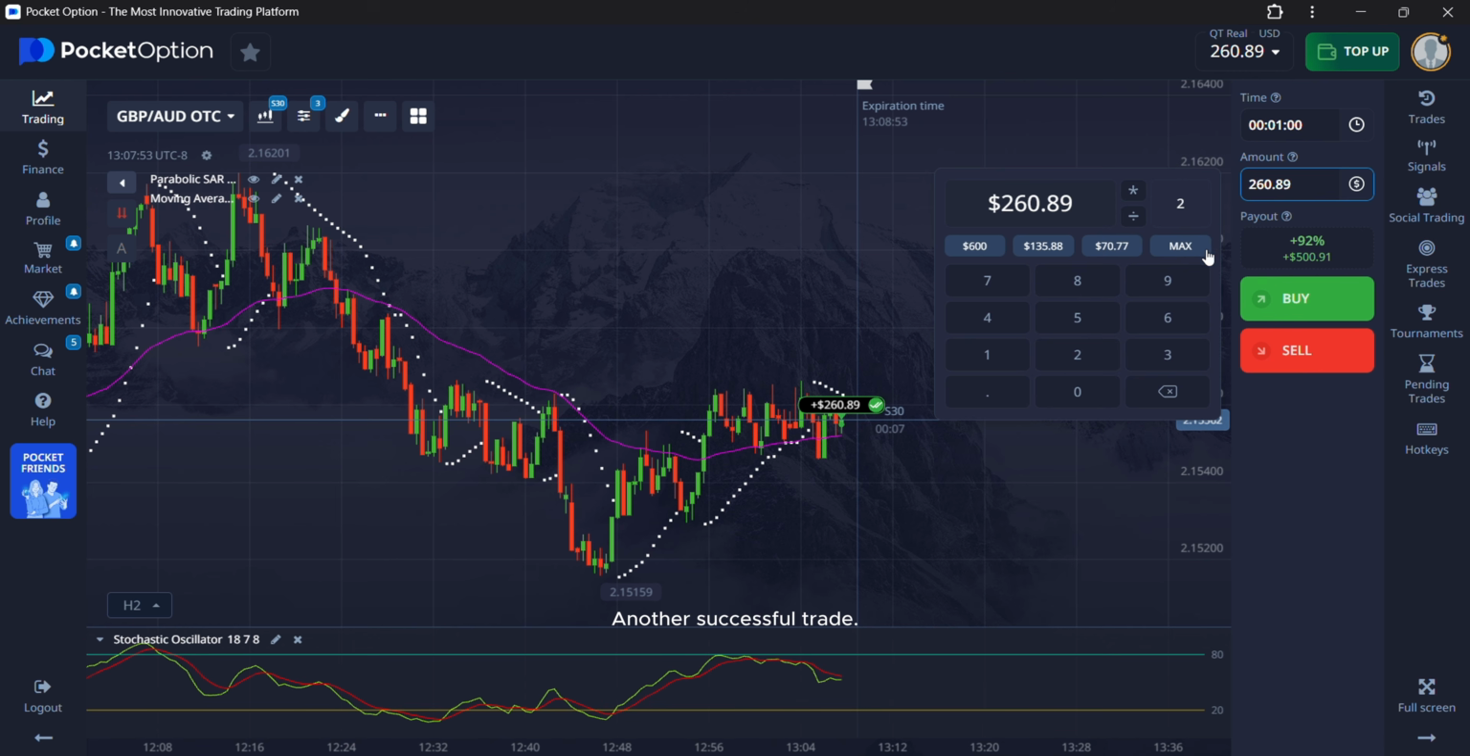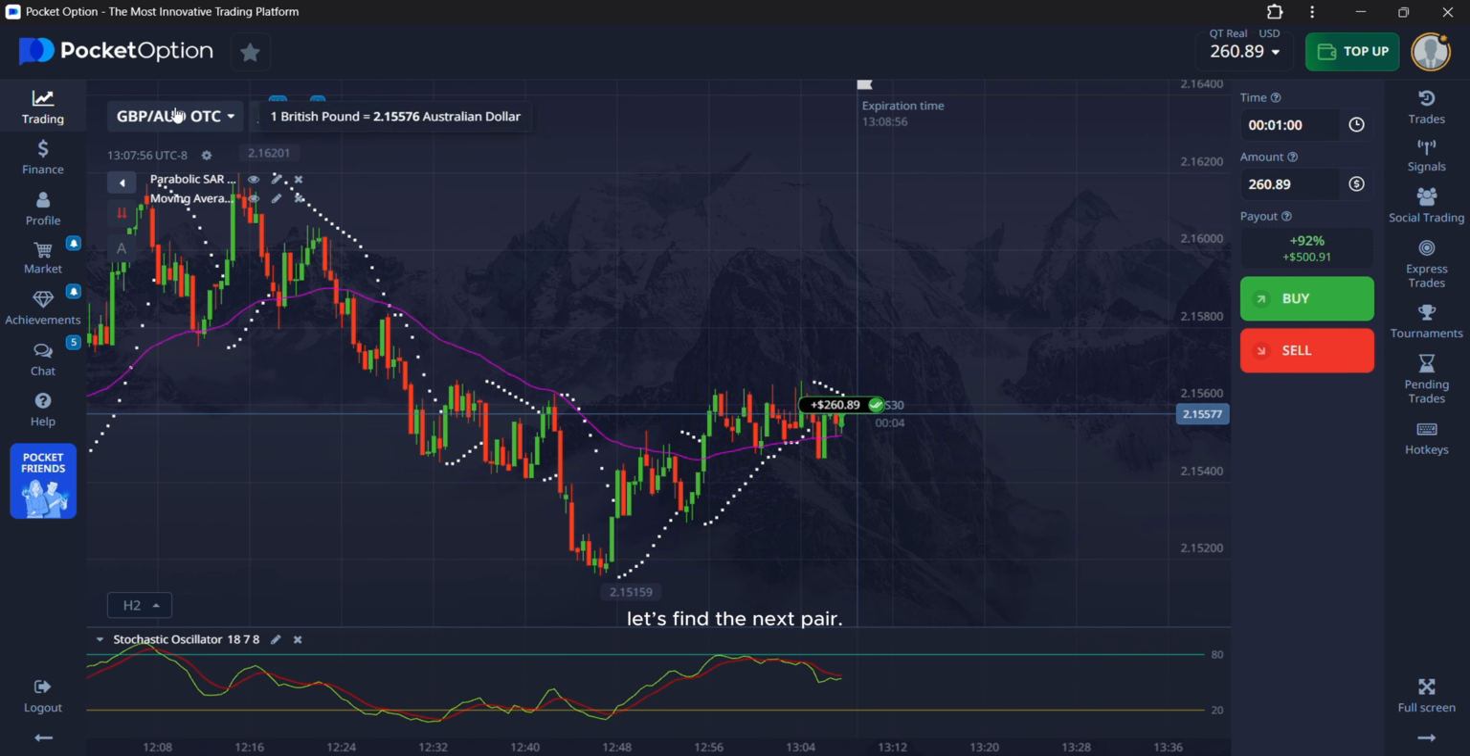Another successful trade. Let's find the next pair.